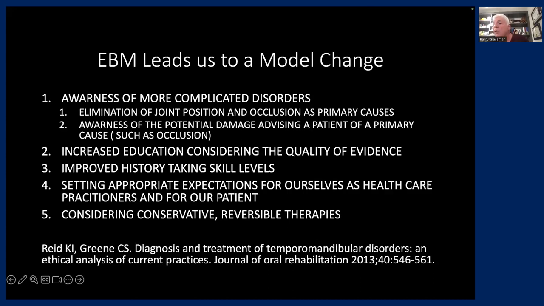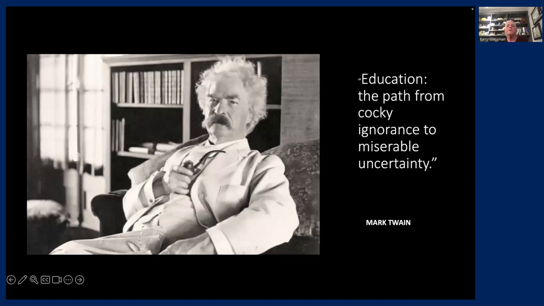I do a full year-long course in pain management, and the reality is that a great deal of time is taken not only in looking at all the possibilities using the newer classifications of pain management, of orofacial pain, but emphasizing the role of the history and looking to consider conservative, reversible therapy, whatever is possible. Education is the path from cocky ignorance to miserable uncertainty.